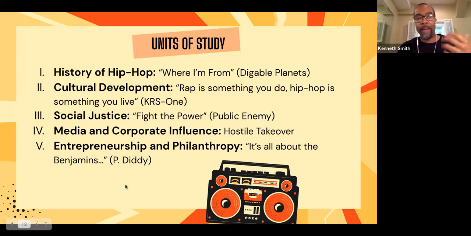Okay, so these are our 5 units. First unit, the history of hip hop. And of course, you can tell many of these are borrowed from some of the songs. We're on From Diggable Planets.